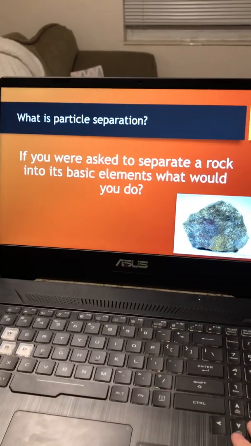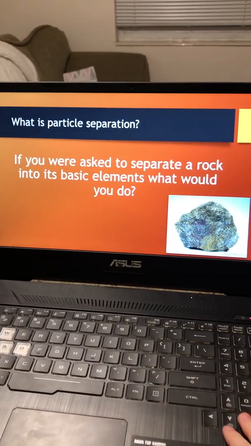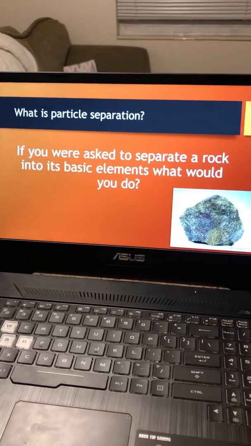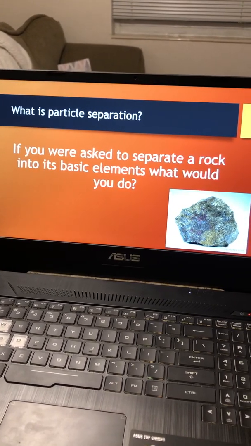So the question I want you to think about today is, if you were asked to separate a rock into its basic elements, what would you do? How would you do it? How would you separate the iron in the rock, the copper in the rock, basic elements like silicon? How would you separate it into different categories?